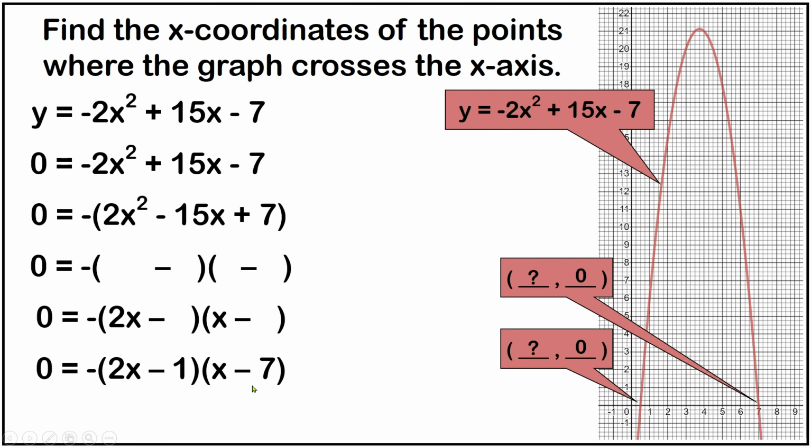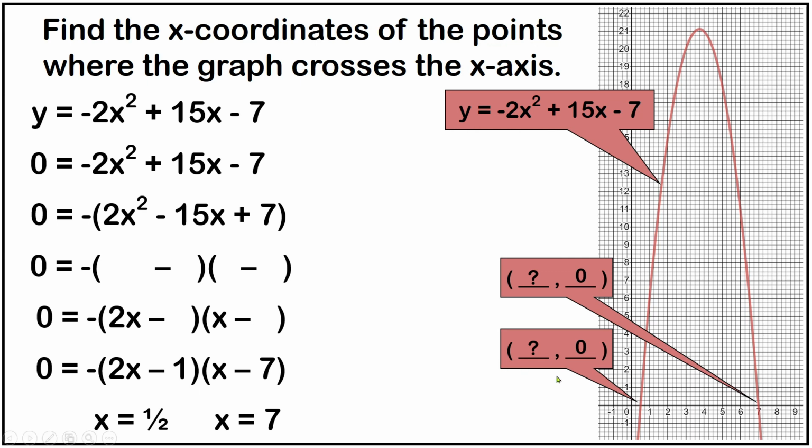When I check my firsts, 2x times x is 2x squared. When I check my last, negative 1 times negative 7 is positive 7. When I check my outers, that's negative 14x. And my inners are negative 1x. So that makes negative 15x. Now there's one last thing I need to do, which is the zero product property, just like on the last problem. And when I do the zero product property, my two solutions will be 1/2 and 7.